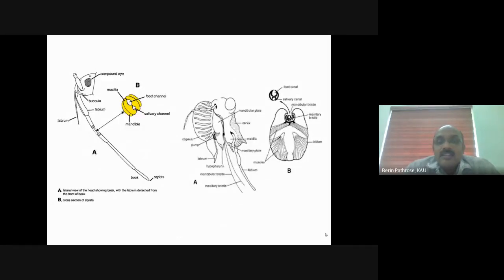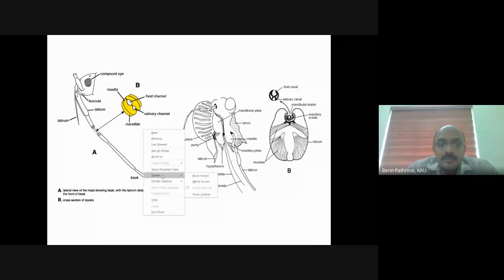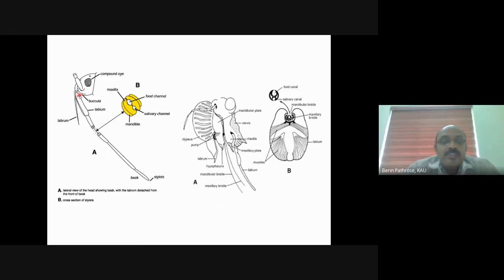So this is the picture of it. If you see this, this is the head. This is the proboscis. This is the modified labium. This is the dorsal part of the proboscis, and it is grooved. Inside we have all the four stylets, two mandibular and two maxillary stylets. At the proximal part of the proboscis, we have a labrum which covers the groove of the proboscis.